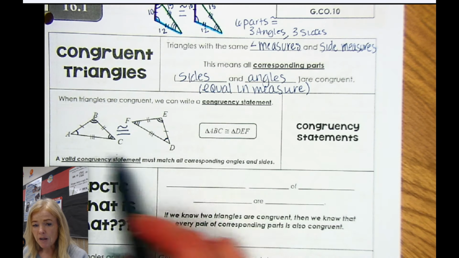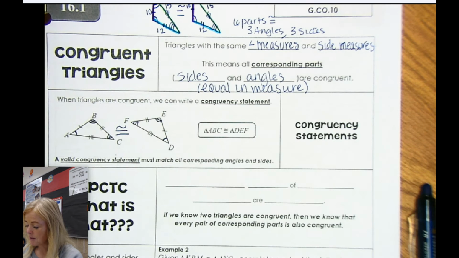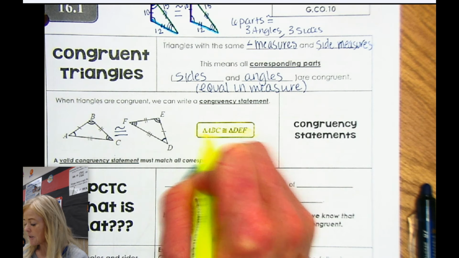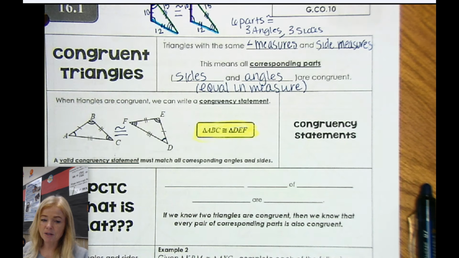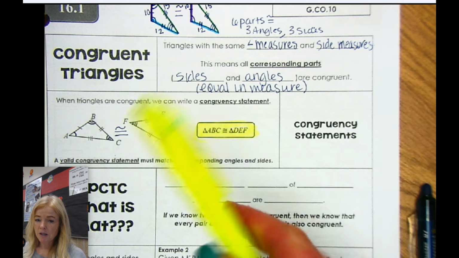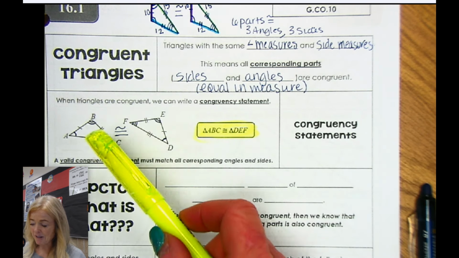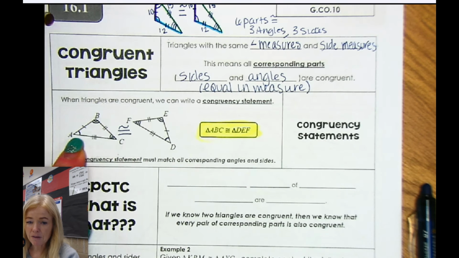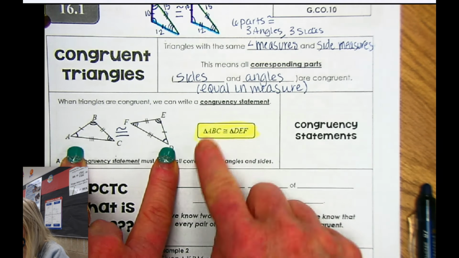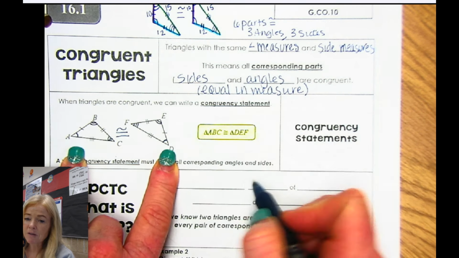Now, from that, we have what we call a congruency statement. This is very important. It has to be written a special way. You can't just write BAC and then FED. It really matters that angle A in the congruency statement is exactly the same as D. So A and D are lined up in the congruency statement. If A is first, D has to be first.